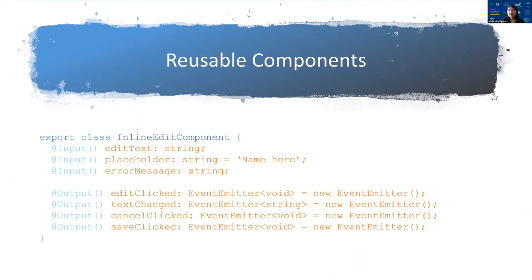Just to show you a simplified version of the code in the inline edit component that specifies the input and output properties. This is how data flows between the parent component and the child component.